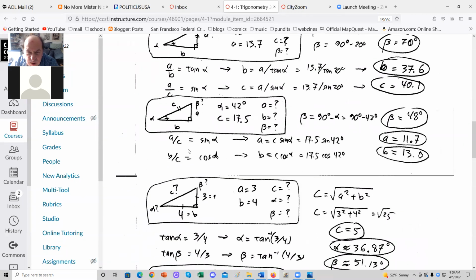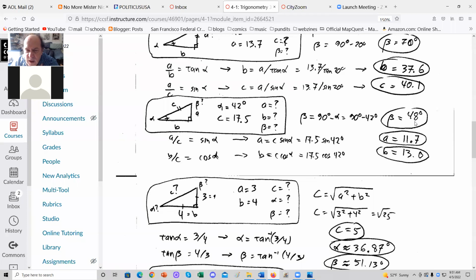All right, now here we're given alpha is 42 degrees and C is 17.5. We want A and B and beta. Okay, beta as usual is the easy one. It'll be 90 degrees minus alpha. That's 90 degrees minus 42 degrees. That's 48 degrees, which is beta.